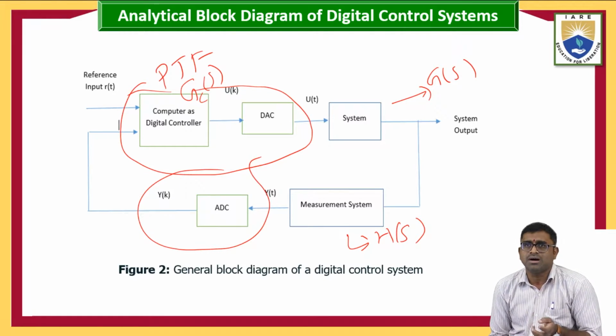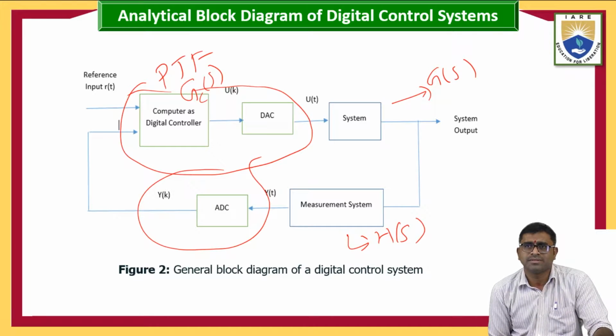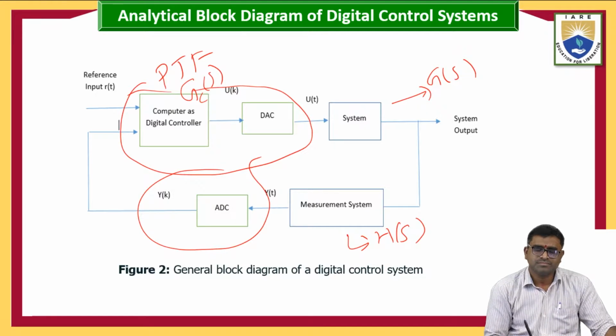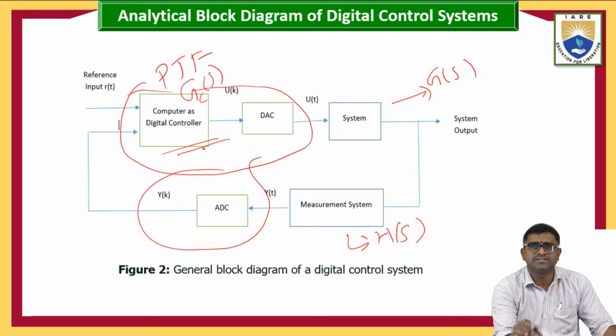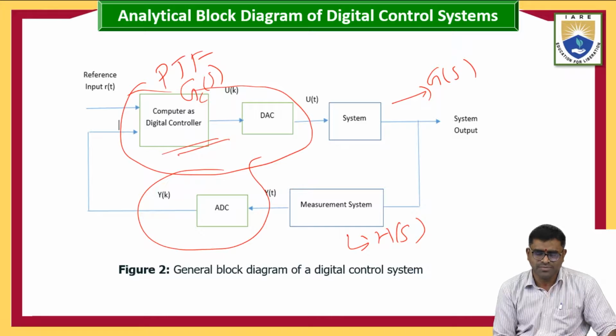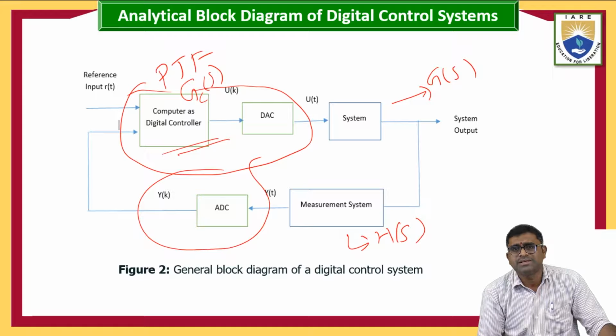These are the blocks, and the transfer functions are represented like this. The first one is the general system, whose transfer function is G of S. For the measuring system, the transfer function is H of S, generally used as a unity feedback system. The third one is the digital controller, whose transfer function is represented as GC of S. So this is the schematic block diagram of the digital controller.